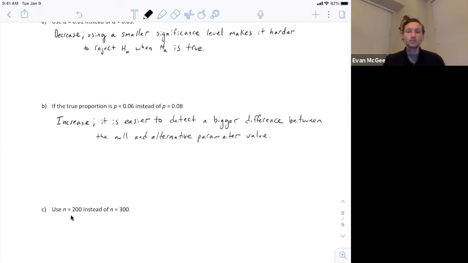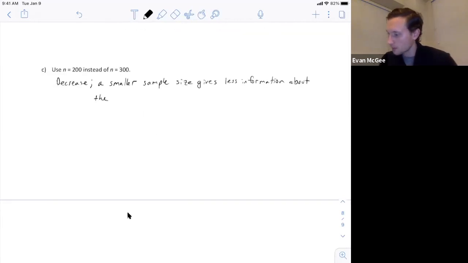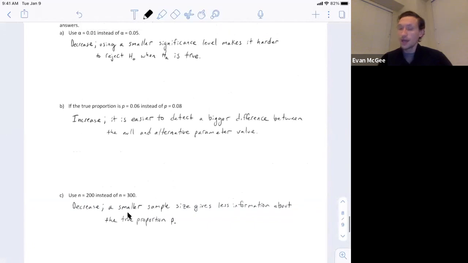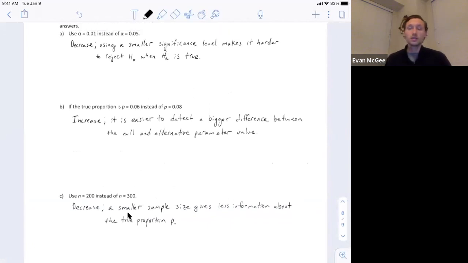Finally, if they use a sample size of 200 instead of a sample size of 300, that is going to decrease the power of the test because a smaller sample size gives less information about the true population proportion. So these are the three variables that influence power, and you need to know how they will influence the power of a test. The alpha level, the distance between the null and the alternative, and then the sample size.